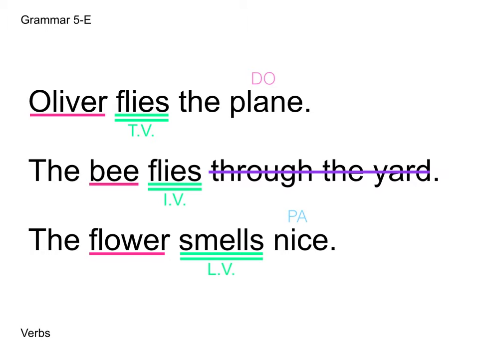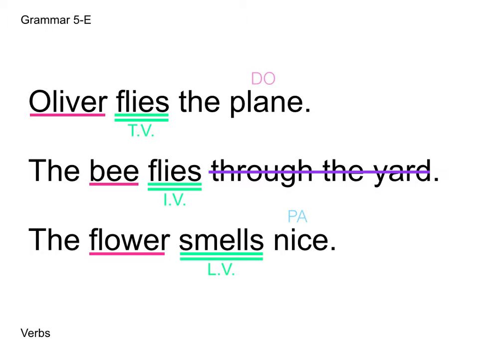We have Oliver flies the plane. Notice that the plane is receiving the action of the verb flies. Therefore, that verb is transitive. It's transferring the action to an object. Whereas in the next sentence, we have the bee flies through the yard. Nothing is receiving the action of being flown. Instead, the bee is completing the action, and we have a prepositional phrase after that, so obviously we can cross that out and we know that nothing is going to be receiving that action.